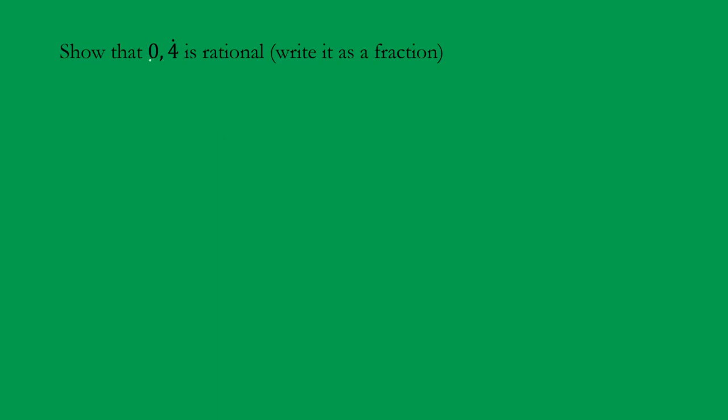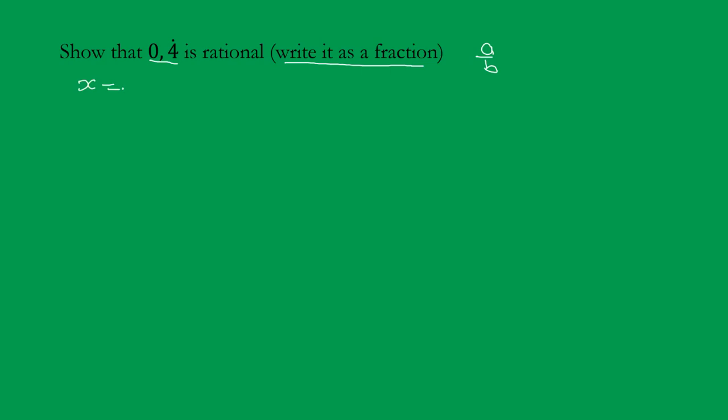Show that 0,4 recurring is rational. This means that we have to show that it can be written in the form a over b. Okay, it can be written as a fraction. So what we do, I want you to follow these steps. The first step, let your recurring decimal be x.